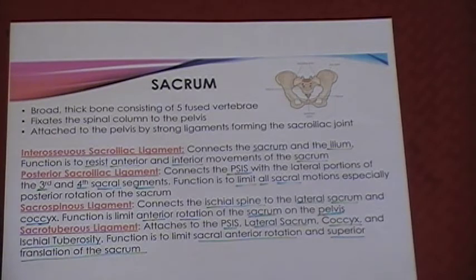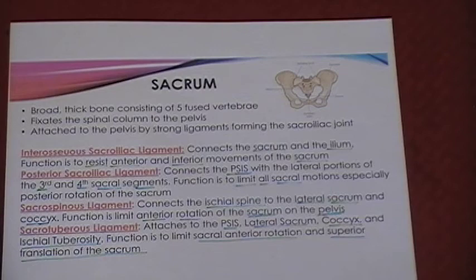And then the sacrospinous ligament connects the ischial spine to the lateral sacrum and coccyx. And this limits anterior rotation of the sacrum on the pelvis. And then the sacrotuberous ligament attaches to the PSIS, lateral sacrum, coccyx, and ischial tuberosity, and its function is to limit anterior rotation and superior translation of the sacrum.